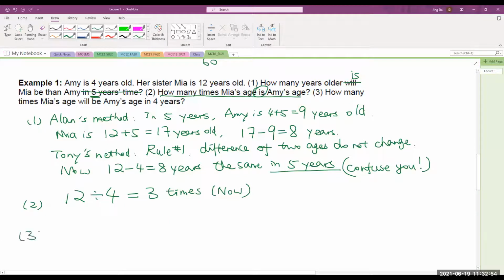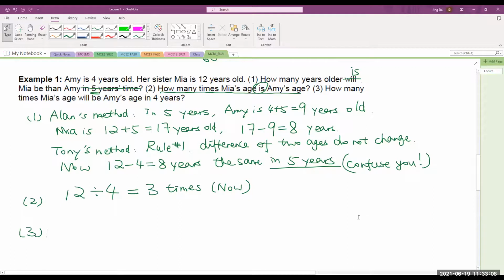Going to the third question. How many times Mia's age will be Amy's age in 4 years? Guys, this is ratio, okay? How many times? This is not difference. It's gonna change. You know it's gonna change. So what should we do?